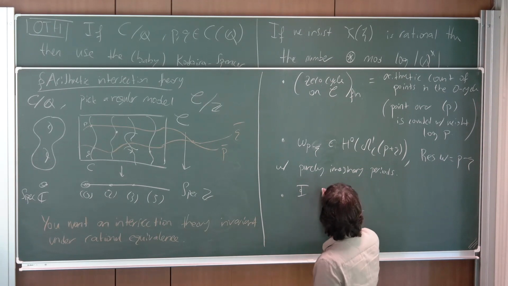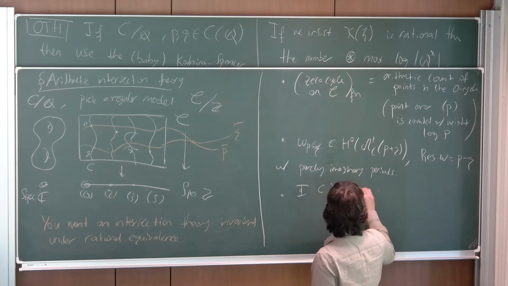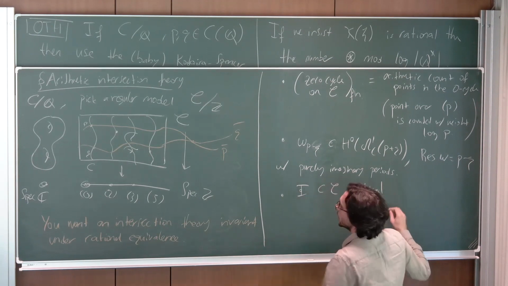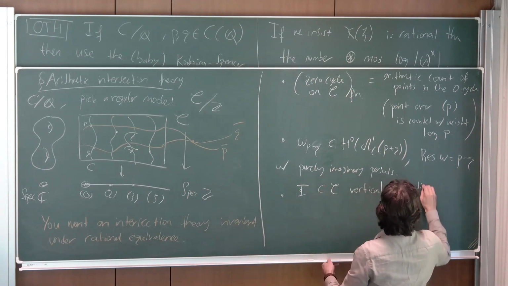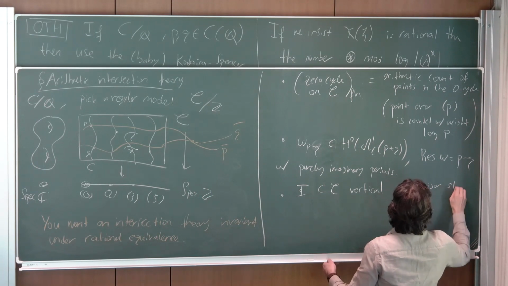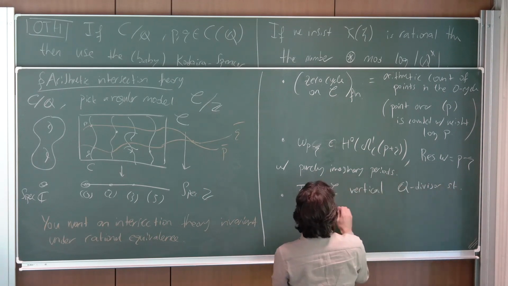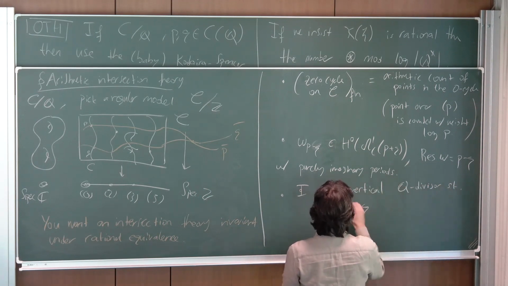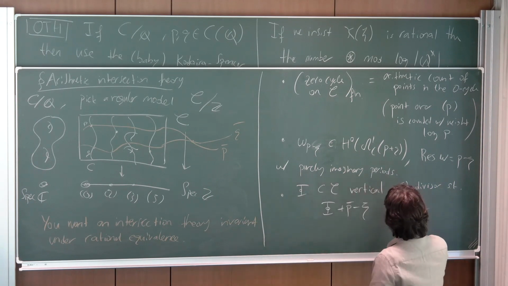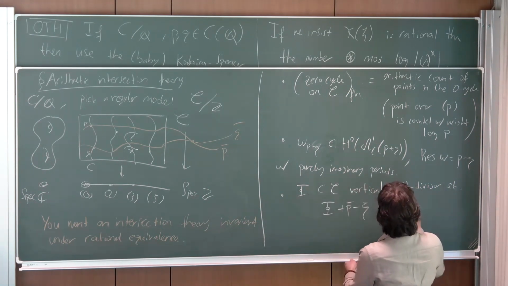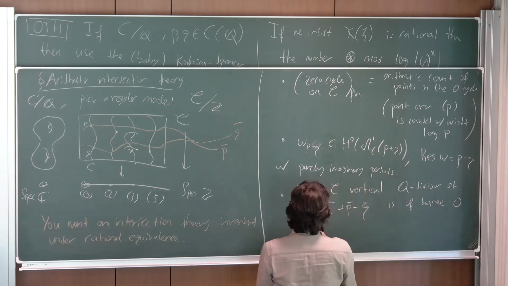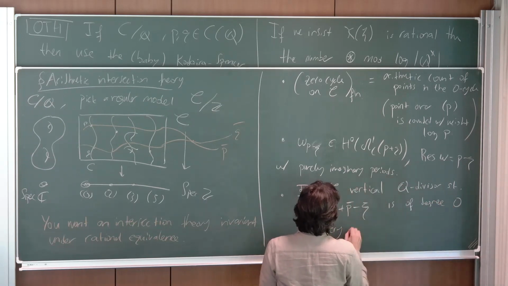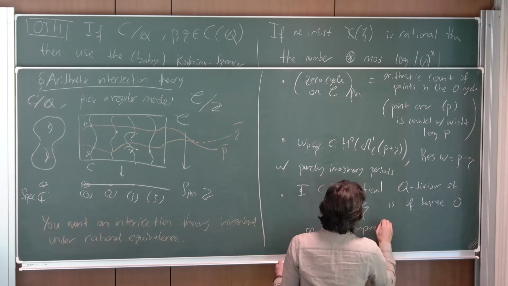So this is a vertical, meaning it lives only on fibers, vertical Q divisor, such that phi plus P minus Q, rather the closures, is of degree 0 on every component of every fiber.